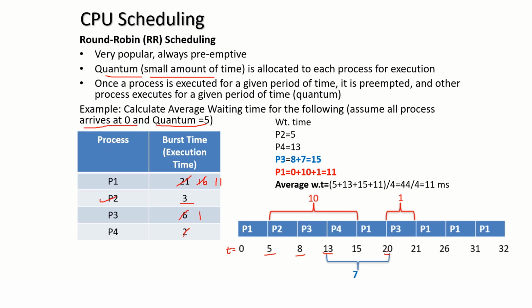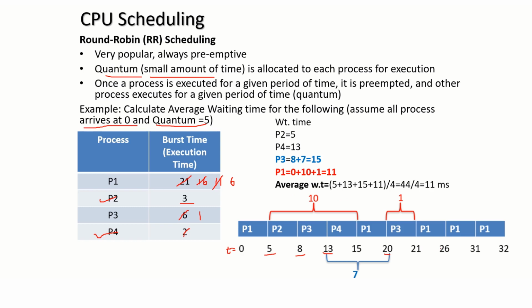At time t equal to 20, P2 has already finished its job, so P3 is scheduled for 1 millisecond. 20 plus 1 becomes 21. At t equal to 21, the control will go to P1 because P4 is already completed. So P1, how much is remaining? 11 milliseconds. 11 minus 5 becomes 6. So 6 milliseconds still remaining.